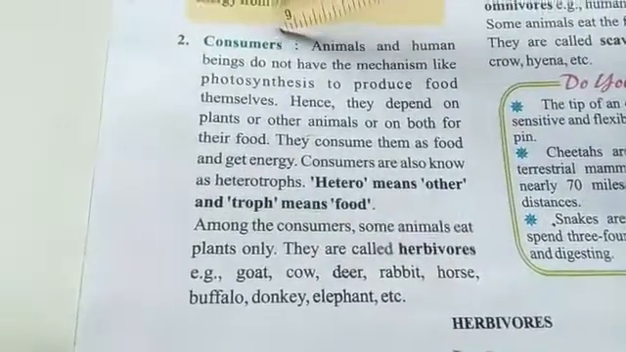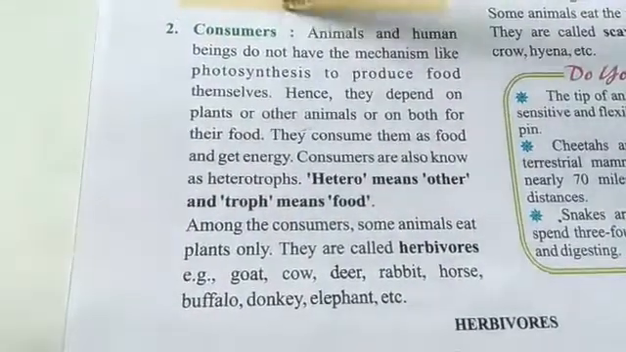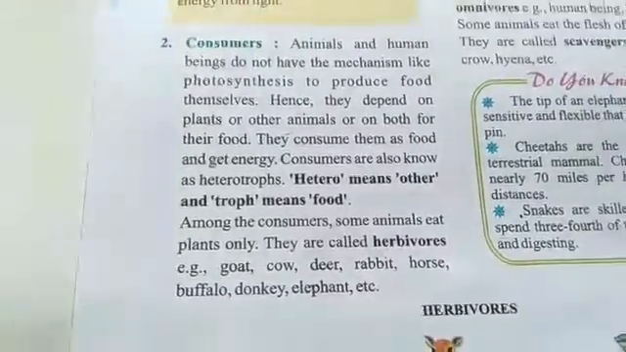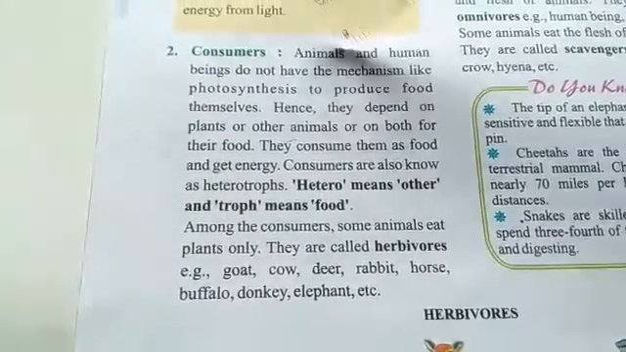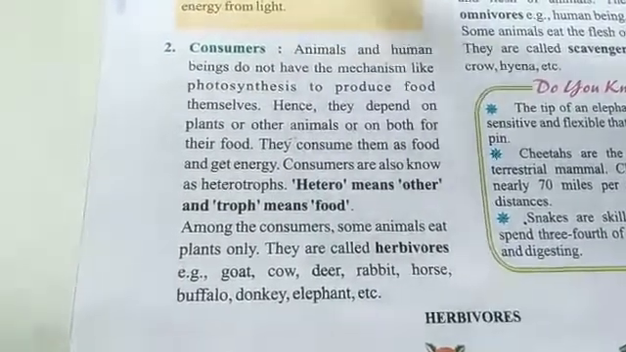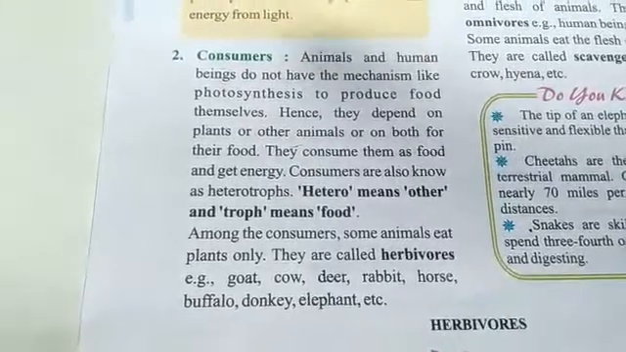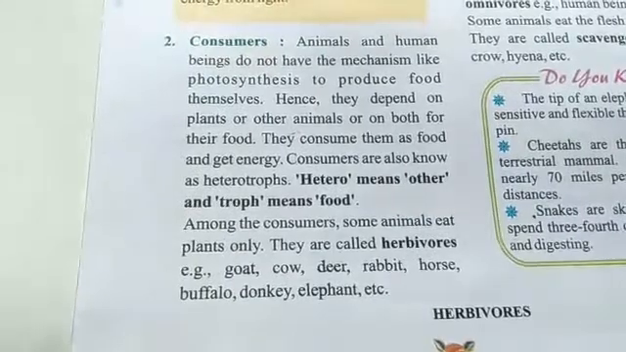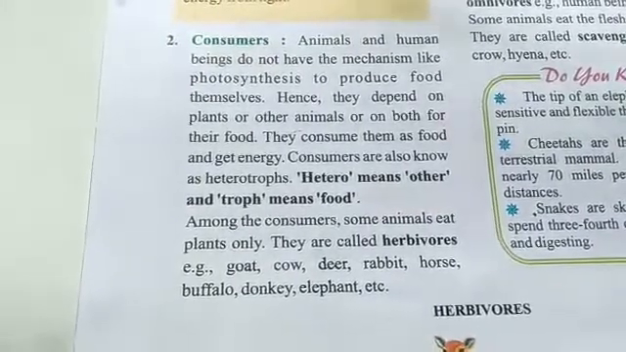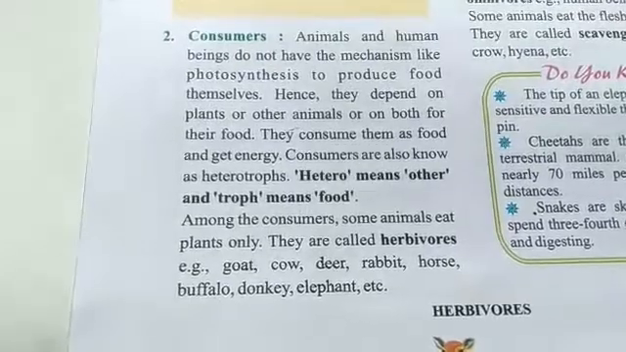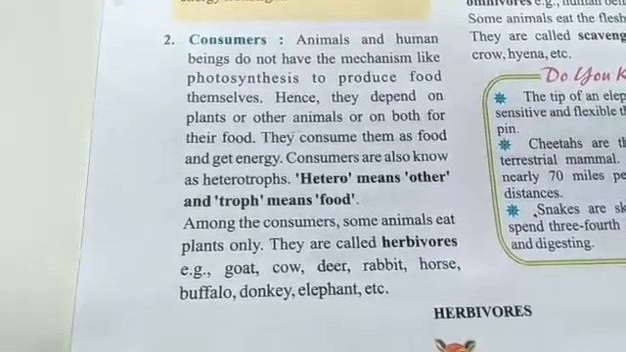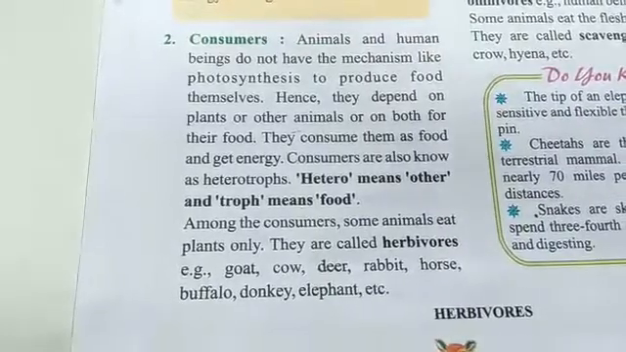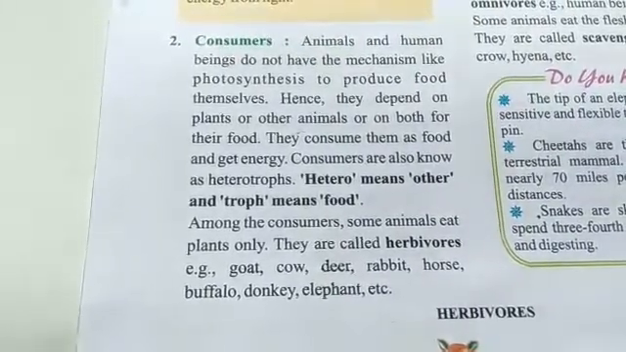Second is consumer. Under this consumer, animals and human beings come, because they cannot prepare food like plants. So animals and human beings, what do they do? They depend on plants and other animals, or on both of them for their food.